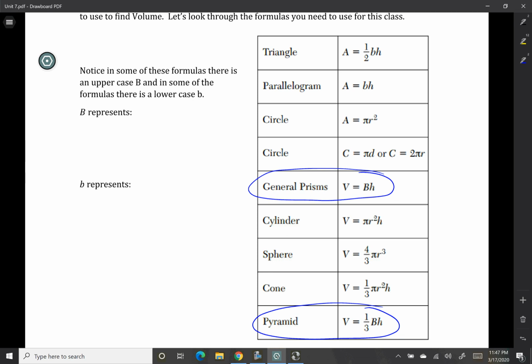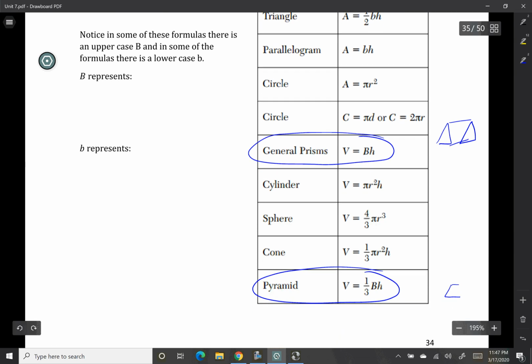So when we're talking about a prism, we're talking about something like a rectangular prism or even a triangular prism. So what would a triangular prism look like? It would be a triangle that looks something like this, right? You could have any shape on the base if you want. A pyramid, normally a pyramid has a square base. So it looks something like this, where it's coming up to a peak, right? But it doesn't have to.